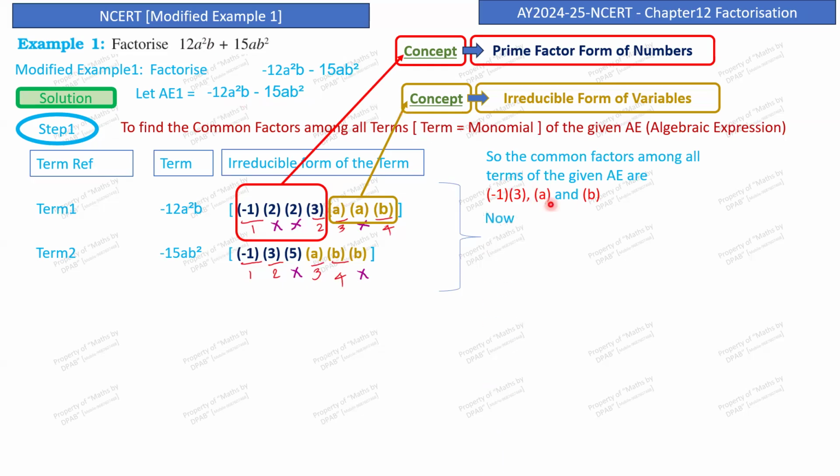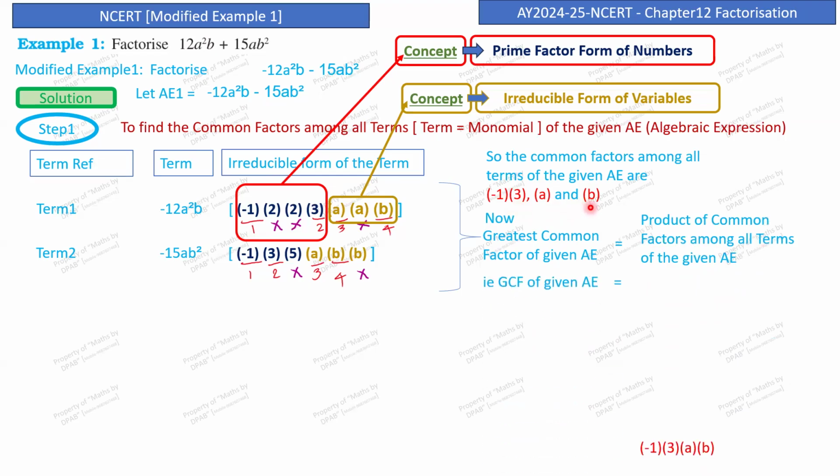So now we need to find the greatest common factor, GCF, of the original algebraic expression, which is the product of common factors among all terms of the given expression. So what are the common factors? We have found all these 4. So we need to multiply them. So we will be getting it like this: minus 1 into 3 into A into B. All these 4 factors we have just multiplied here. There is no comma here.